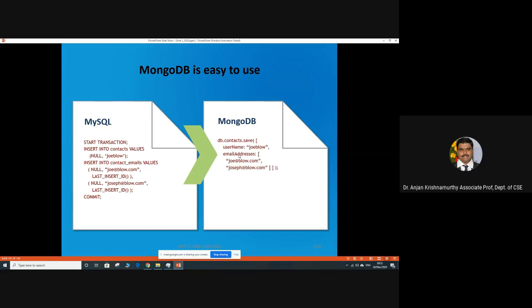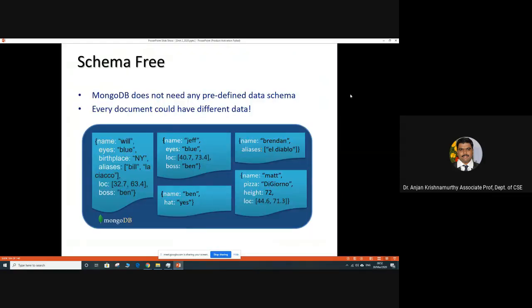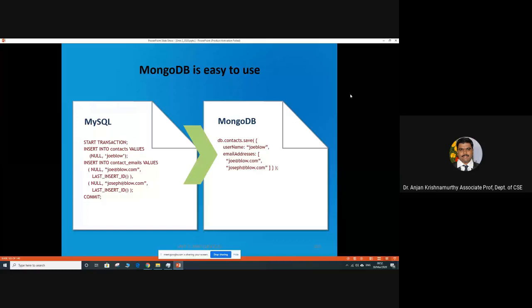Now, if a particular attribute is a multi-valued attribute, that is, it has more than one value, then the representation is in square brackets. You can observe that it is a square bracket, followed by the curly braces to complete this particular document object, followed by the normal braces to complete this particular system call, which is called a save system call, right? So this is how your MongoDB queries are represented, right? So I hope this particular slide is very clear, right?